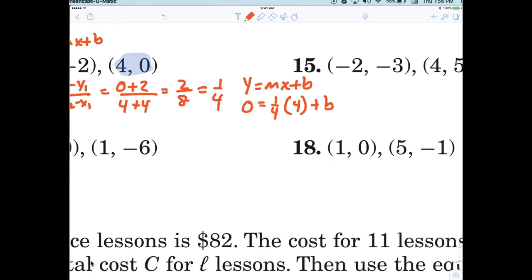Just use the x and y coordinates of 1. Yes. You have to pick one of the 2 points, and you use the x and the y.